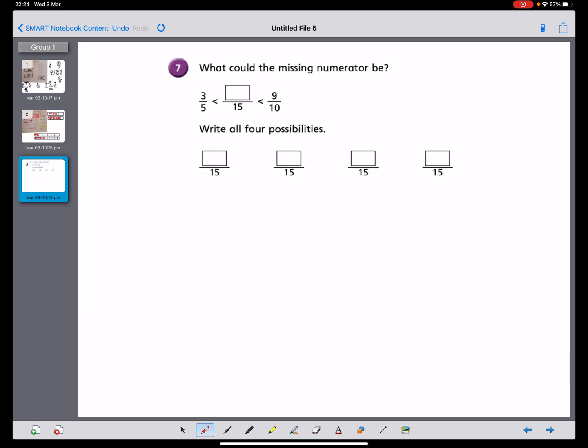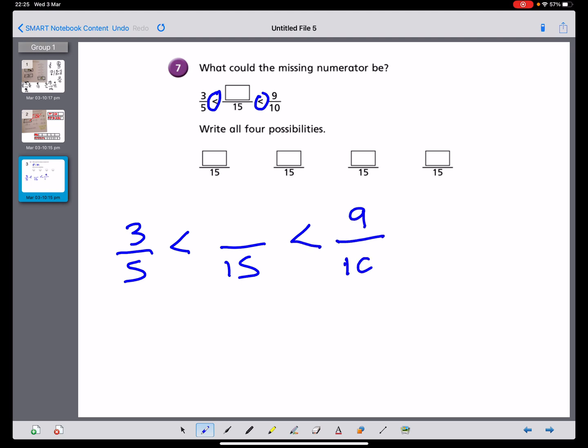Okay, and finally, so that was Tuesday's work that some children got a bit confused with, and then this one, number 7, has come from Wednesday's work. And I think what children have done with this one is I think that they have misread these symbols. So we've got 3/5 needs to be smaller than something over 15, which the something over 15 needs to be smaller than 9/10. Okay, so again, I need to find a common denominator.